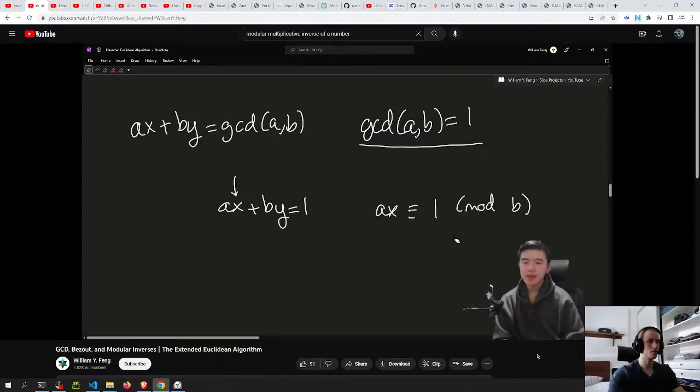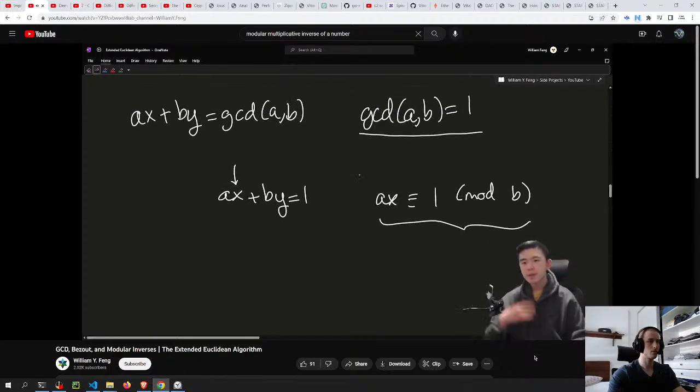If you're not familiar with modular arithmetic, this is quite simple, really. It just means that the remainder when ax is divided by b is 1. Now, this is useful in cryptography when we want to find modular inverses, because when we're working under a modulus, we don't have division.